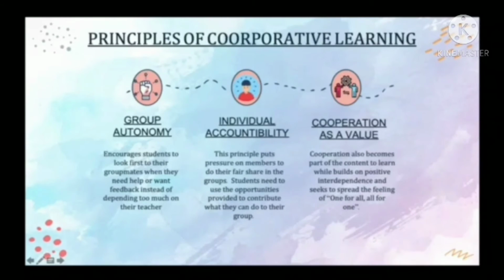Now, let's look at group autonomy. This group autonomy encourages students to look first to their group mates when they need help or want feedback instead of depending too much on their teacher. These principles will make students more independent without relying on their teacher. As Roger Johnson writes, teachers must trust peer interaction to do many things they have felt responsible for themselves.